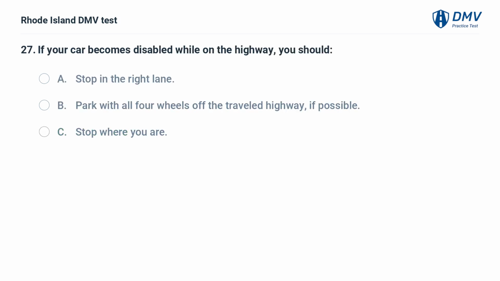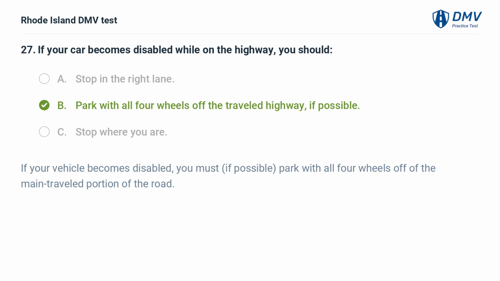If your car becomes disabled while on the highway, you should A. Stop in the right lane. B. Park with all four wheels off the traveled highway, if possible. C. Stop where you are. B. Park with all four wheels off the traveled highway, if possible. If your vehicle becomes disabled, you must, if possible, park with all four wheels off of the main traveled portion of the road.